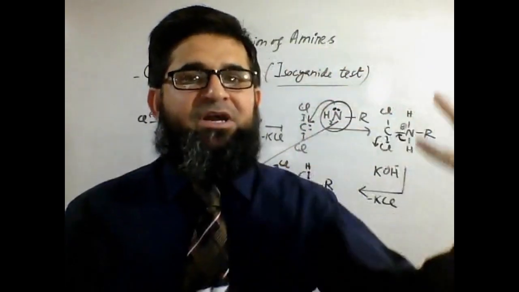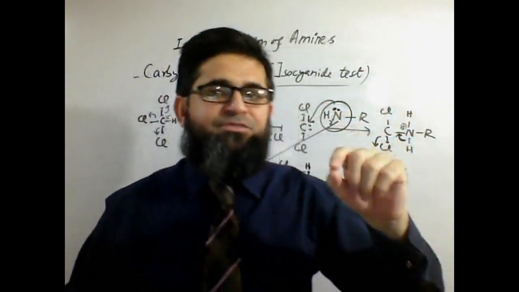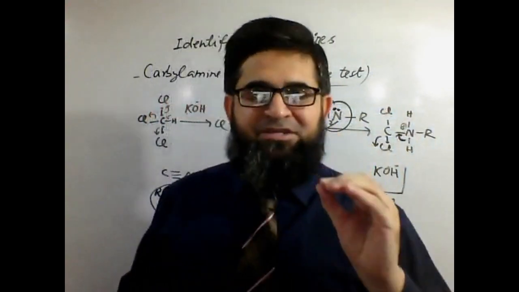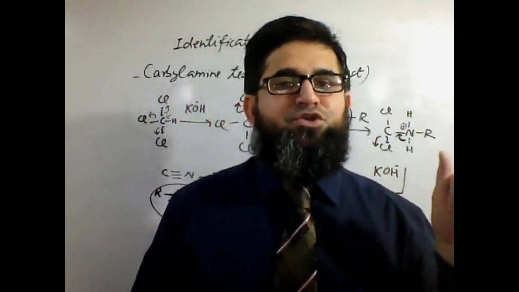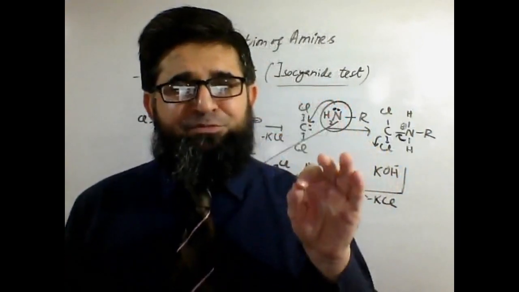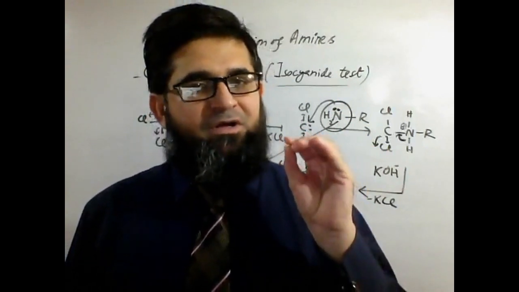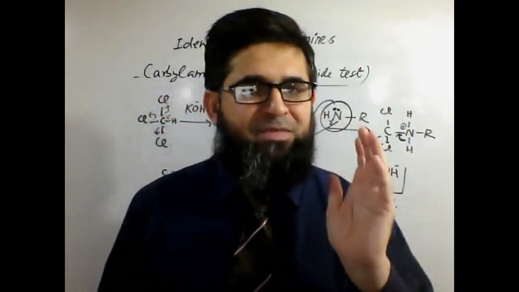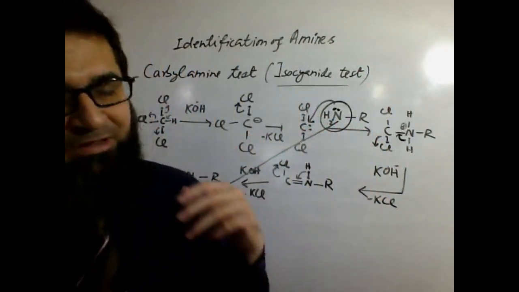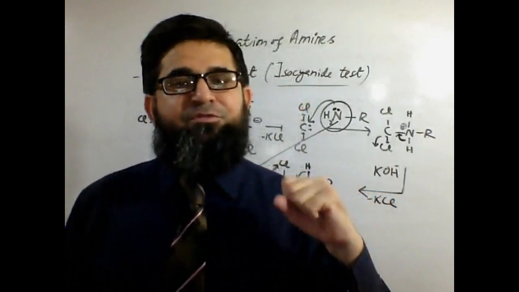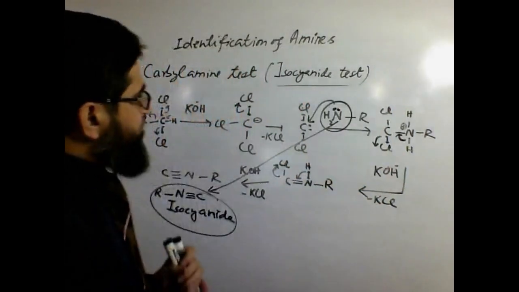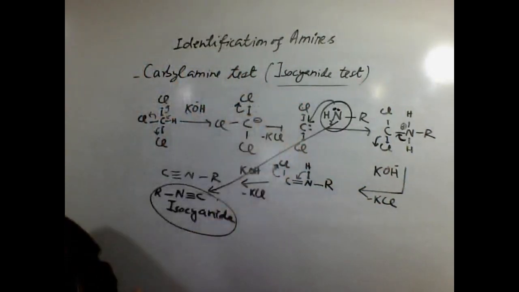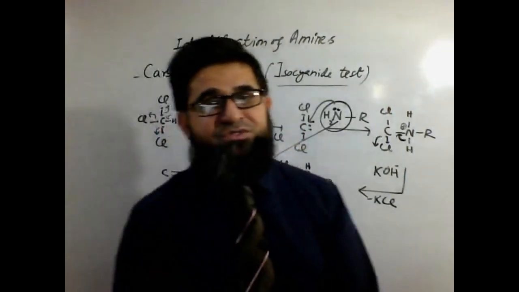So one can imagine that the litmus solution confirms the given compound is a base, meaning it's an amine. However, when we have performed a carbylamine test, there is no bad smell. We haven't smelled an obnoxious smell, so one can say that that is an amine, but that given amine would be secondary or tertiary, but it is not primary. So this is how one can confirm the presence of primary amine using the carbylamine test or isocyanide test.